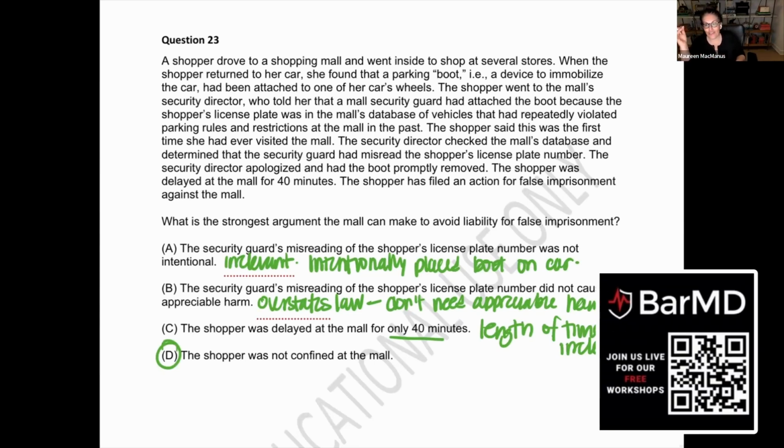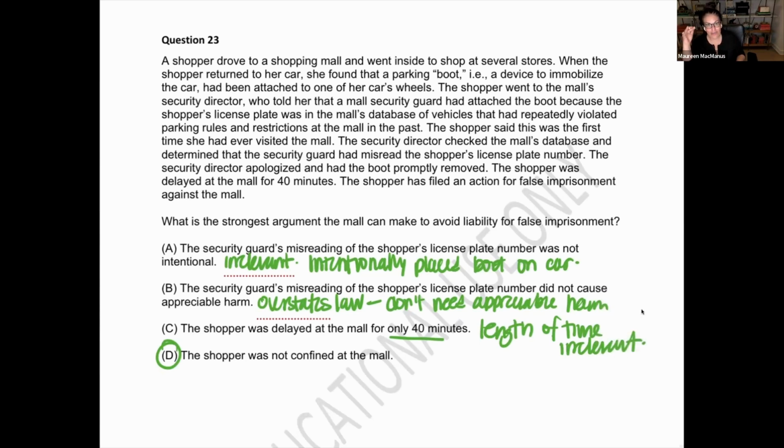They could have called an Uber, called a taxi. They could have walked, anything. They weren't actually confined. So this one I think is tricky. But yeah, I mean, this is one of the better questions.